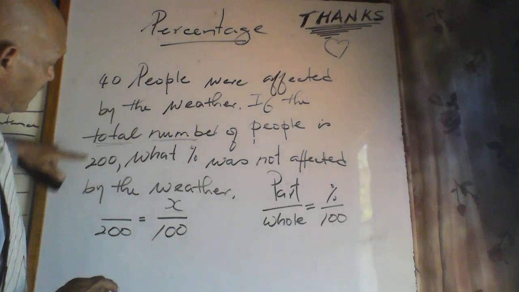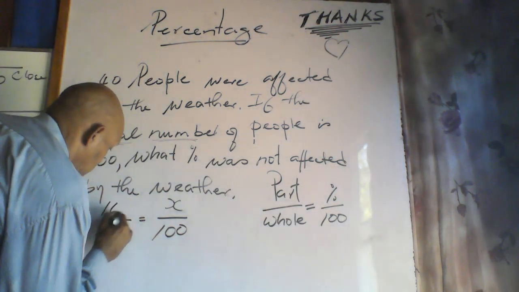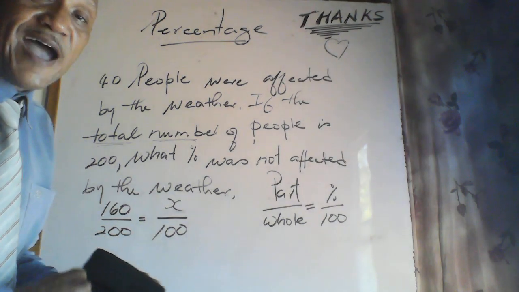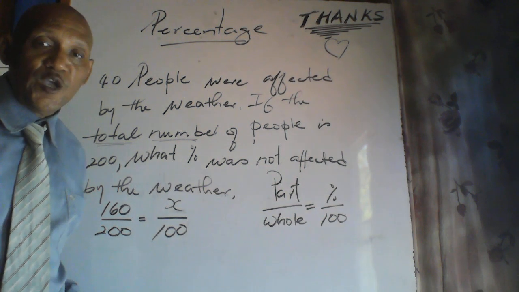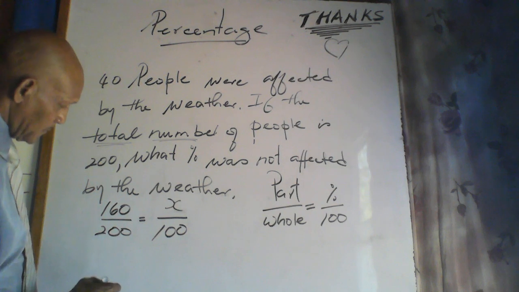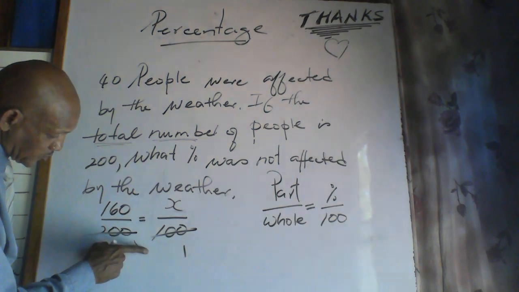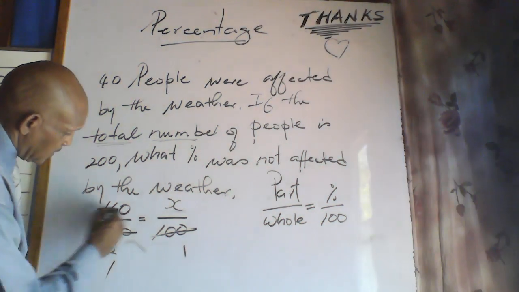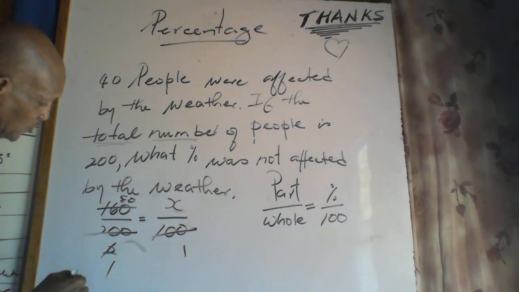So I take 40 from 200, which leaves me with 160. 160 is the amount that was not affected. That's the percentage I'm trying to find out. What percent was not affected? 100 into 200 goes 2 times. 2 into 2 goes 1. 2 into 160 goes 80. There's no more cancelling to do.